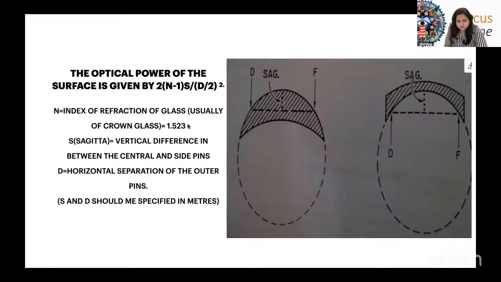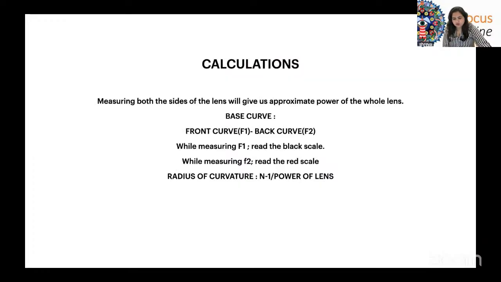This particular formula gives us the power of the surface, that is 2(n minus 1)s upon d squared, where n is the refractive index of the glass, which is usually 1.523. Sagitta s is the vertical difference between the central and the side pins. D is the horizontal separation of the outer pins. And it gives the value in diopters when s and d are specified in meters.